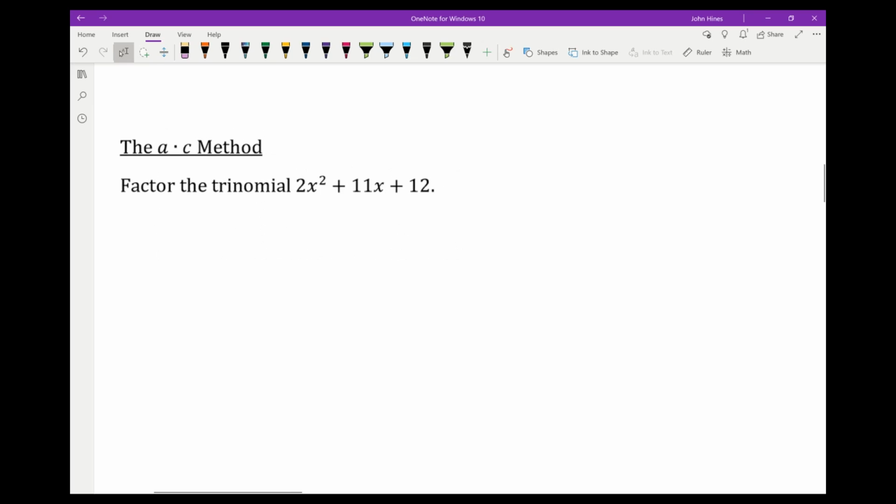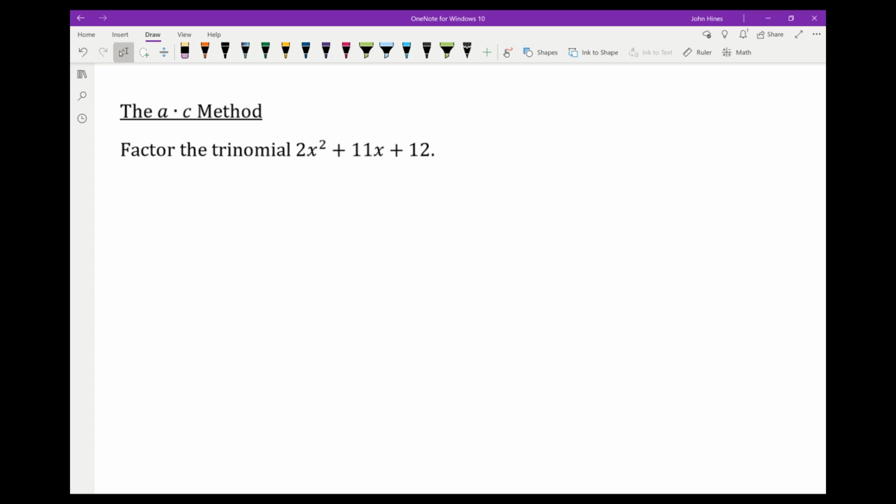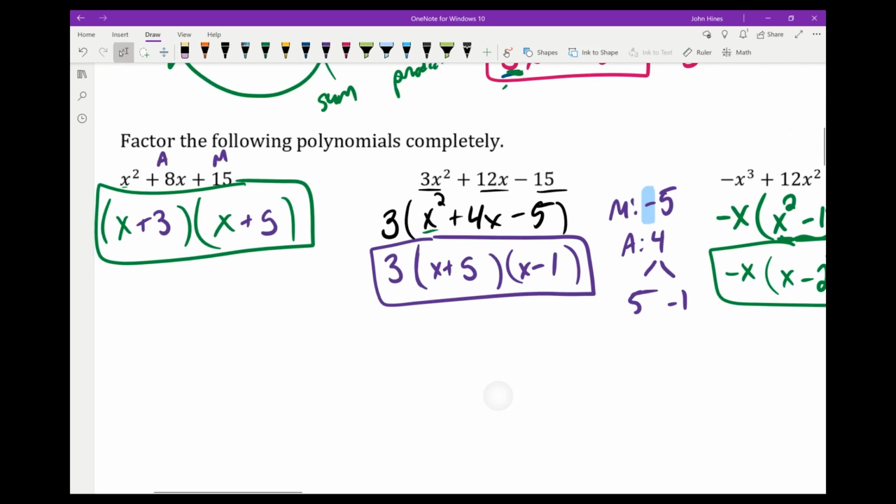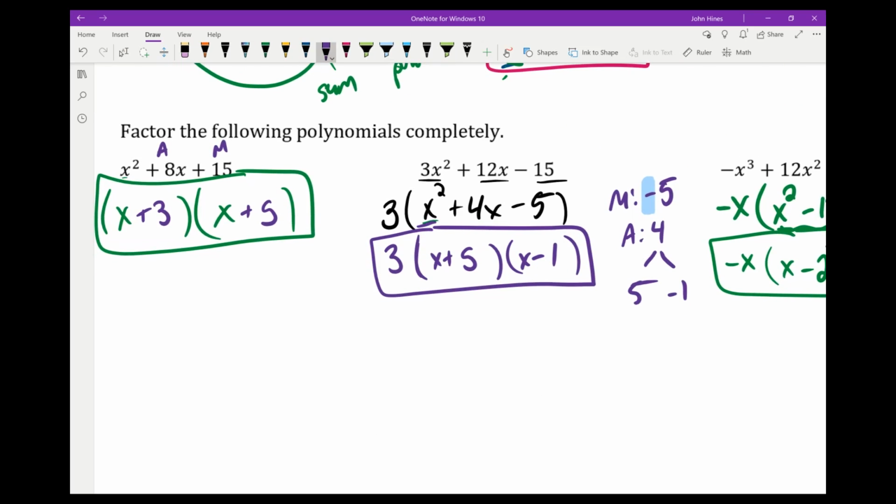So factor this trinomial, 2x squared plus 11x plus 12. The problem here is I don't have that GCF of that 2, because I'm stuck with that 2x squared, whereas all of these ones here had a plain old x squared that I could factor.